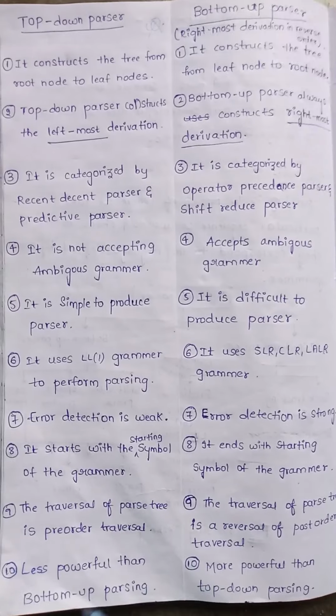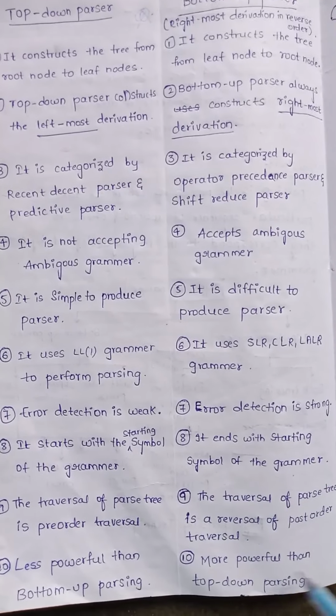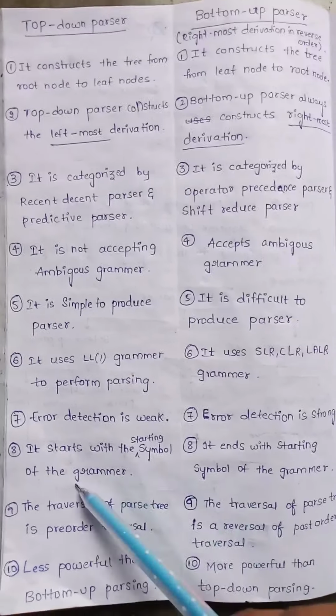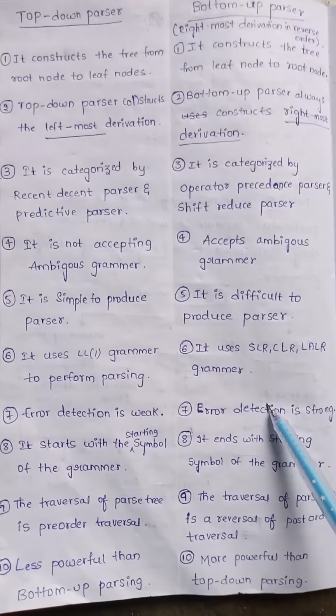And top-down is less powerful than bottom-up parser. So bottom-up parser is more powerful than top-down parsing. So these are the 10 differences between top-down and bottom-up parser.